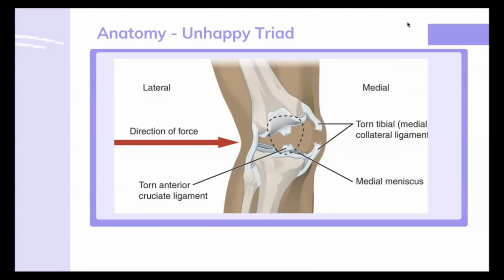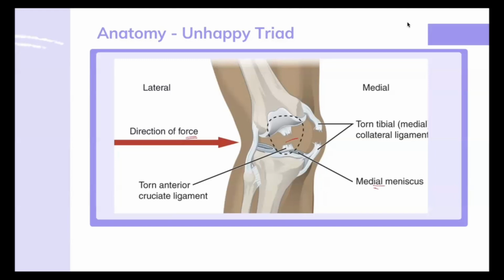So here we come to the unhappy triad. Here you need to note that the force is being applied laterally. And the lateral collateral ligament isn't being damaged. It's fine. It can resist this type of force. But the medial collateral ligament is the one that ends up being torn. And with that being torn, the medial meniscus goes with it, as does the ACL. So this is just the unhappy triad. These three things go together.